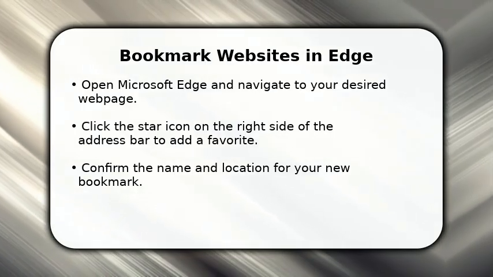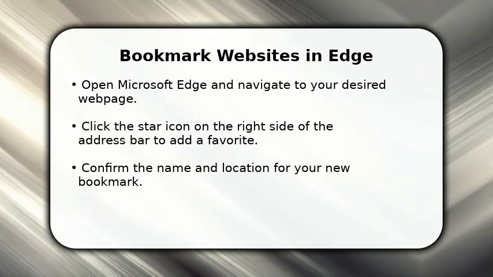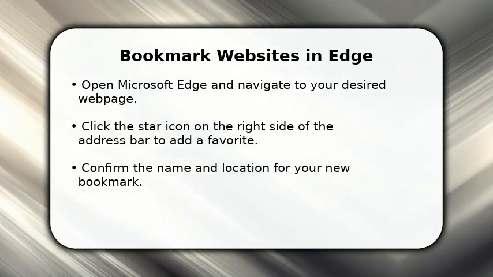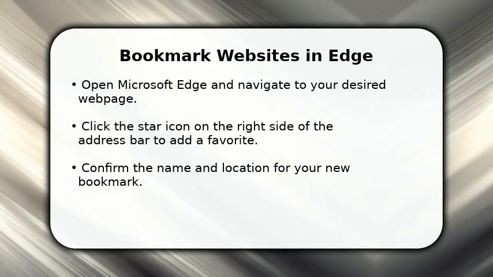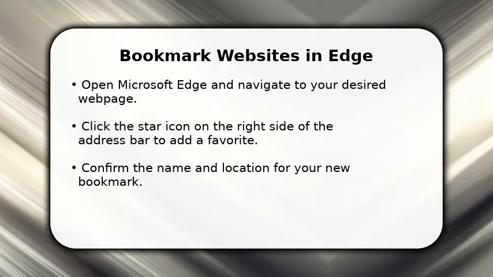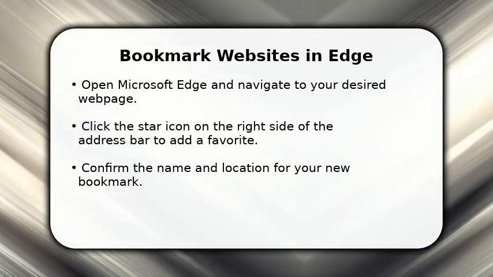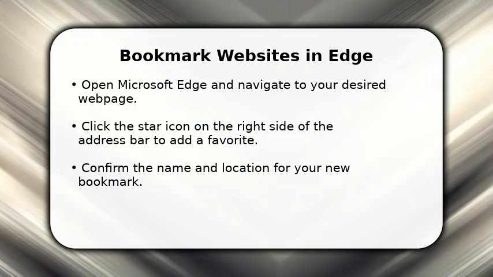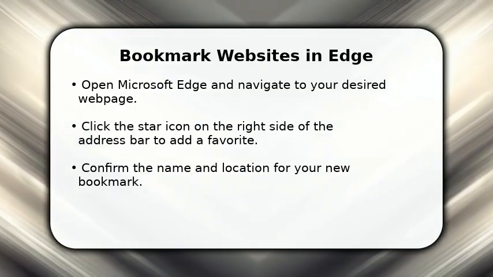Look for the star icon, which is the Add to Favorites button located on the right side of the address bar. Click this star, and a small window will appear. Here, you can name your bookmark and choose where to save it, like the Favorites bar or another folder. It's a quick and easy way to keep track of your favorite sites.